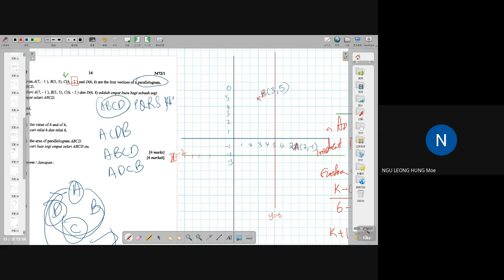So, kalau A di sini, B di sini, kita hanya ada dua jalan, sama ada A, B, C, D ataupun A, B, C, D. 1 dan 2 saja. Ini kamu setuju, Syria? Ini boleh faham tak?